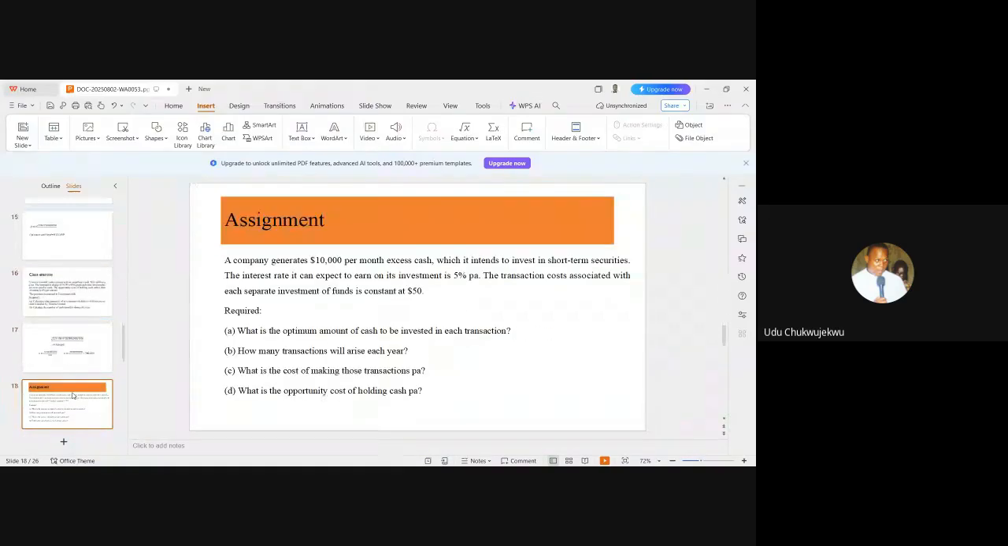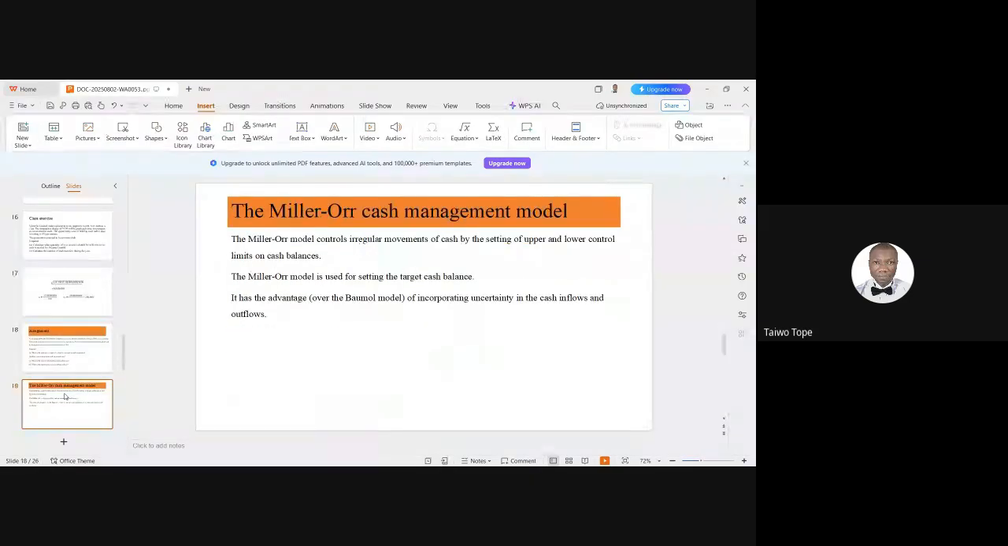Thank you, sir. So this is a very good assignment that you can also play with, and see how far you understand what we discuss. But we are not yet at the climax. This is the second issue we'll discuss on the issue of cash management models.